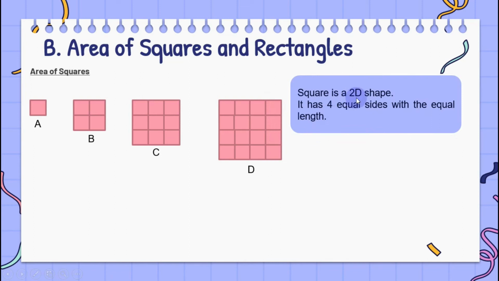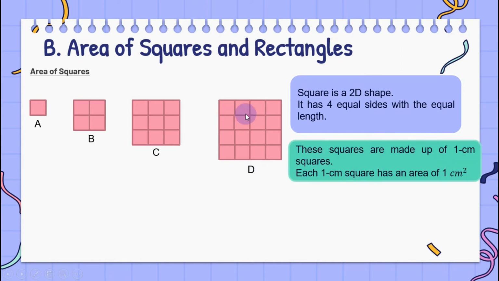Square is a two-dimension shape. It has 4 equal sides with equal length. We can see if this is 4, this is also 4, 4 and 4. If this is 3, 3, 3, 3. This is 2, 2, 2, 2. This is 1. These squares are made up of 1 square centimeter.